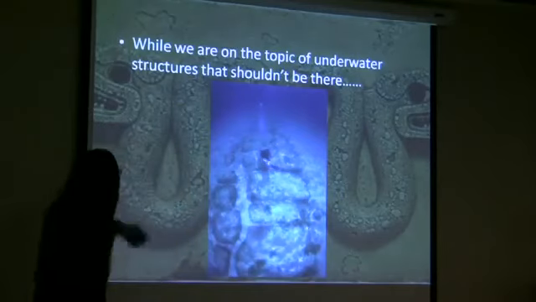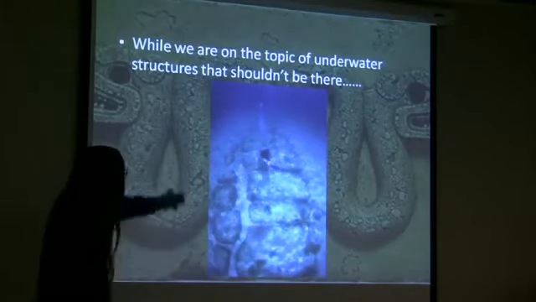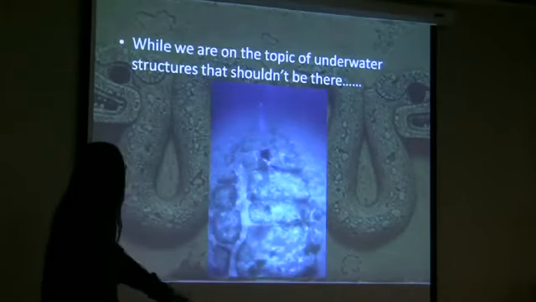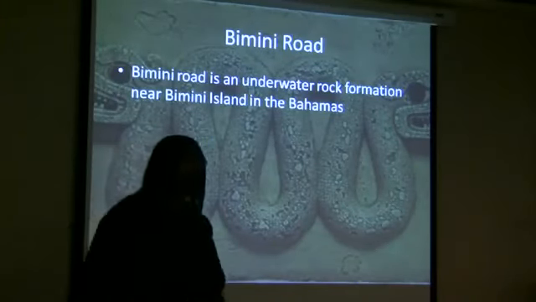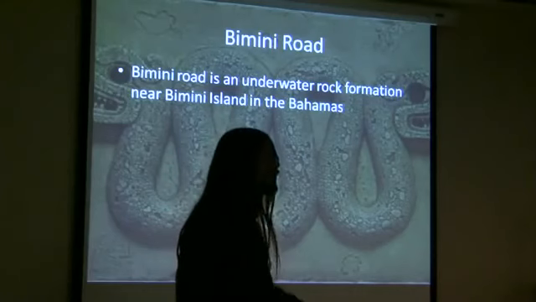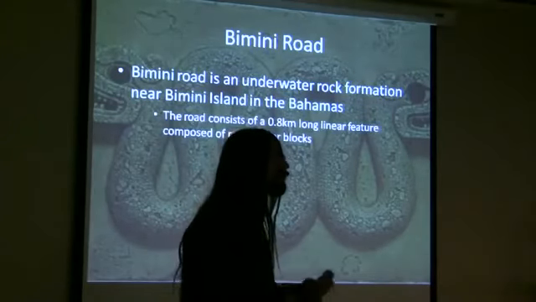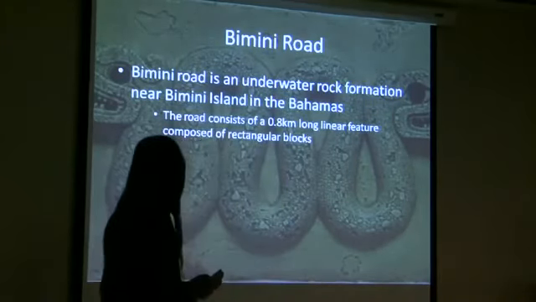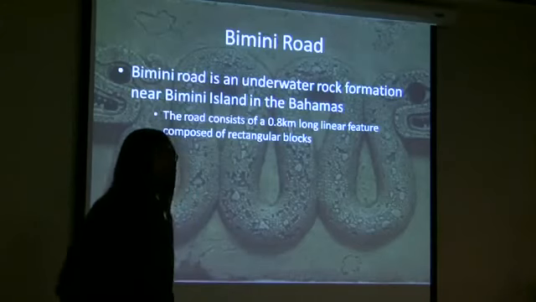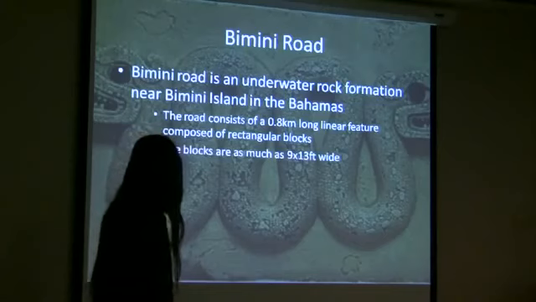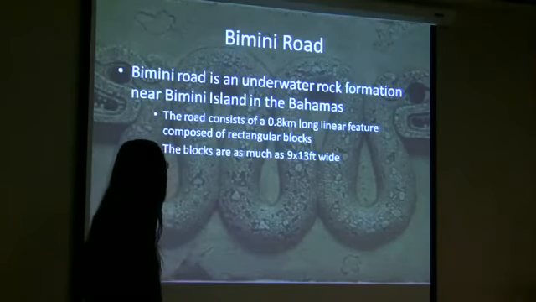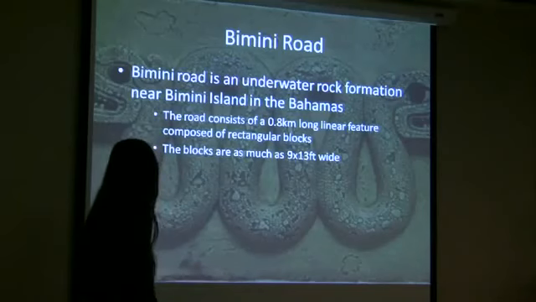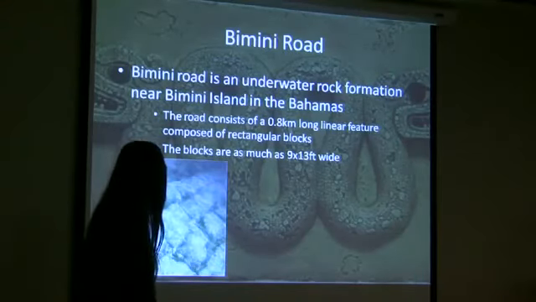While we're on the topic of underwater structures that shouldn't be there, here's a very famous one right there as well. That's Bimini Road. Bimini Road is an underwater rock formation found off of Bimini Island in the Bahamas. The road consists of almost a kilometer-long linear feature composed of rectangular blocks. This is in the middle of the ocean, right? Just off of the Bahamas. The blocks are as much as 9 by 13 wide, so that's a fairly big size block, which of course would be very heavy. There's a picture of it right there.